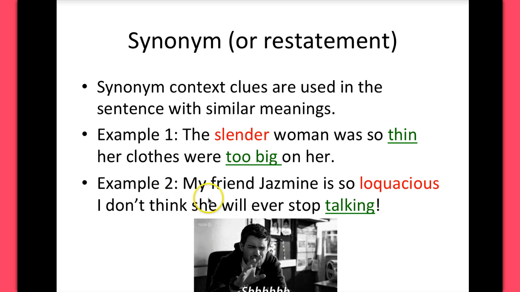Example 2. My friend Jasmine is so loquacious, I don't think she will ever stop talking. Okay, so I'm looking here. Jasmine is talking, so loquacious must mean that she's very talkative. Synonym, same meaning in the sentence.